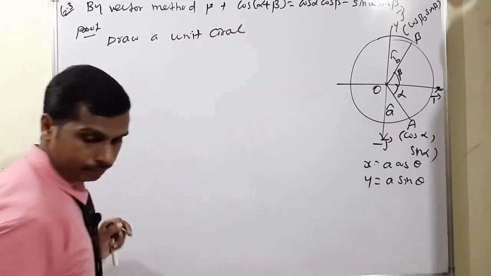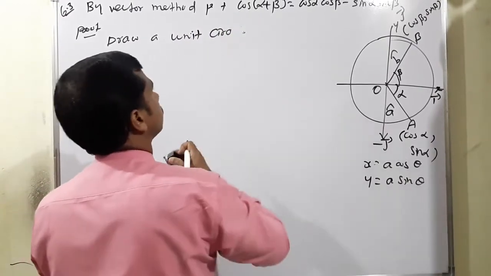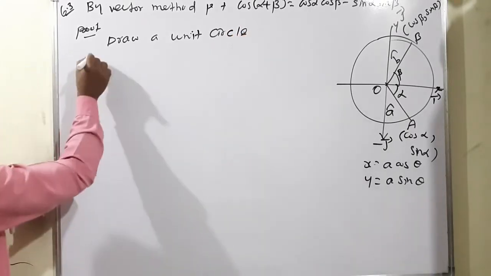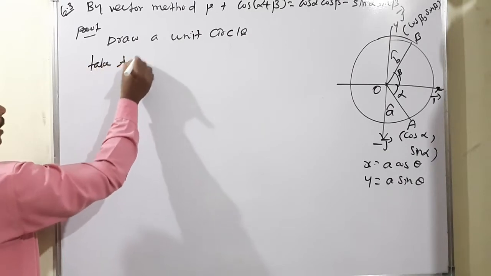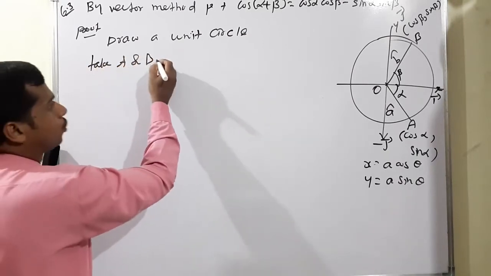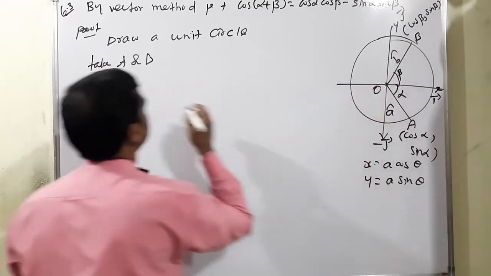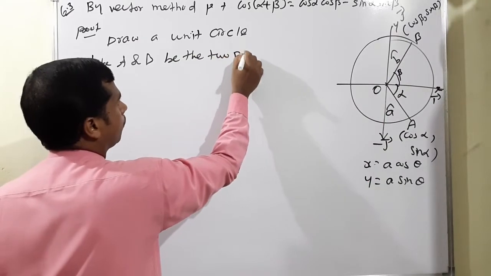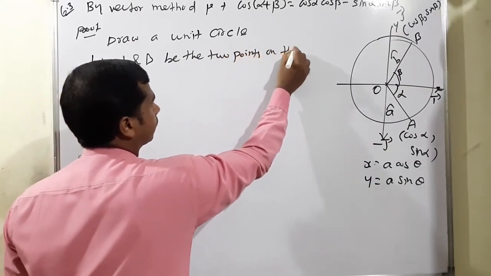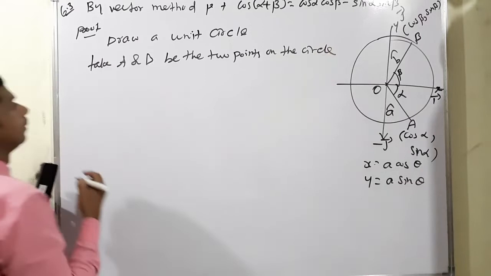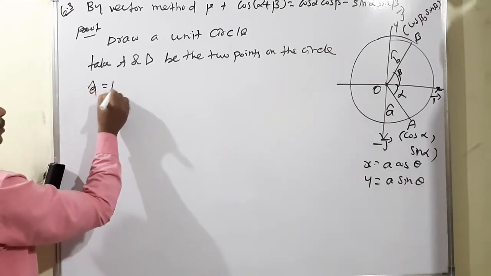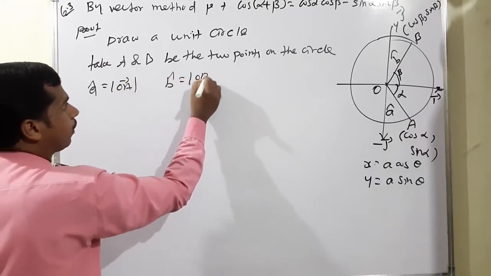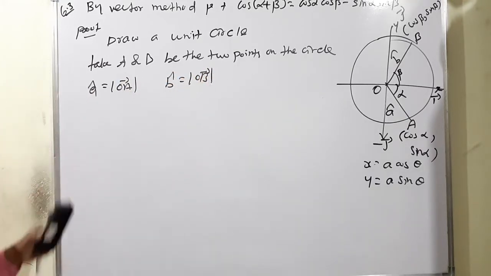Unit circle, isn't it? Draw a unit circle. Let A and B be two points on the circle. Then we already know the meaning: A cap means the unit vector, modulus of OA vector, and B cap means modulus of OB vector. Okay.